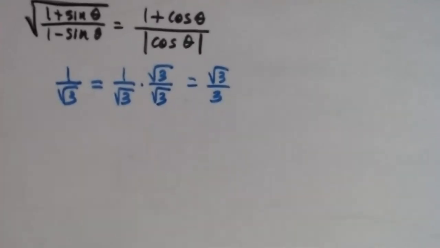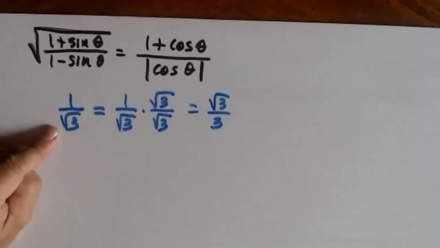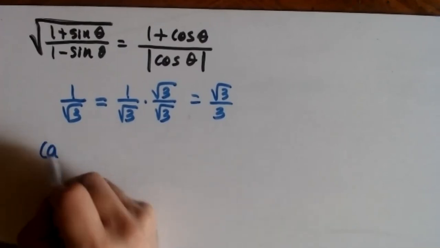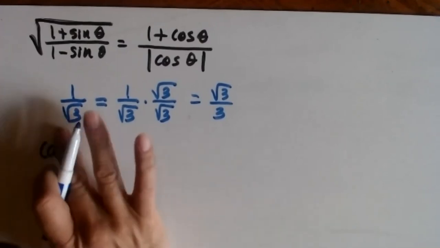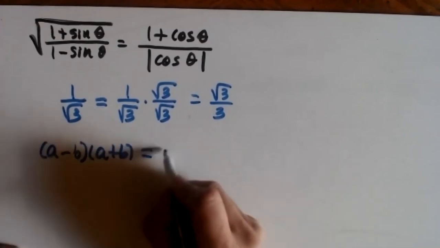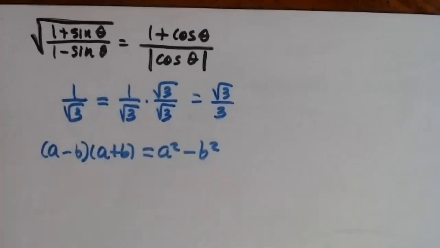Squared, they cancel and you get a 3. You remember this? Okay. Something else I want you to remember: if you multiply a plus b times a minus b, what do you get? A squared minus b squared. You remember that? It's basic algebra, correct?